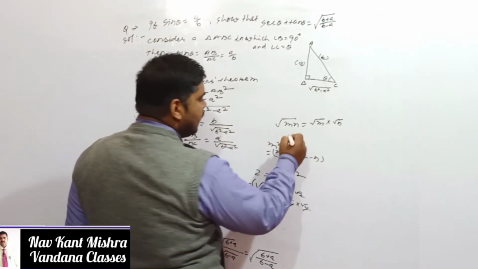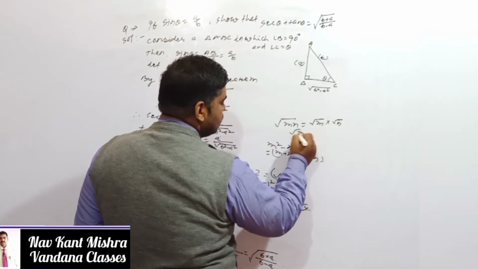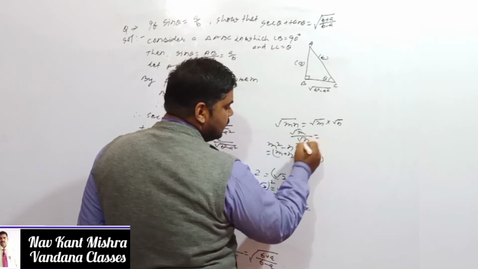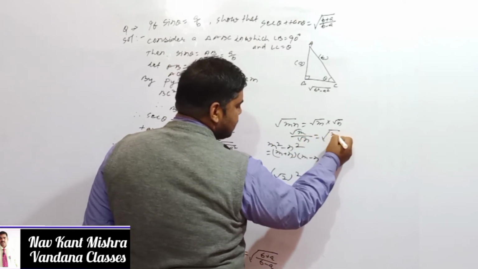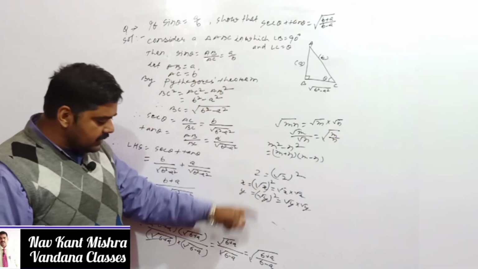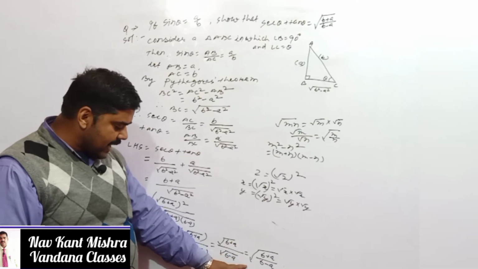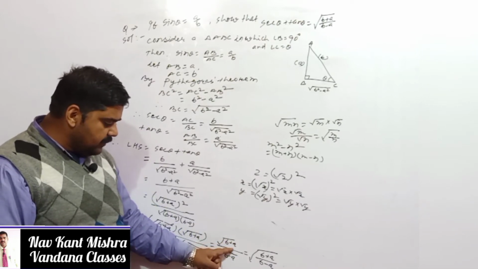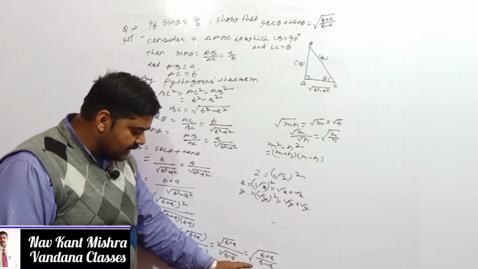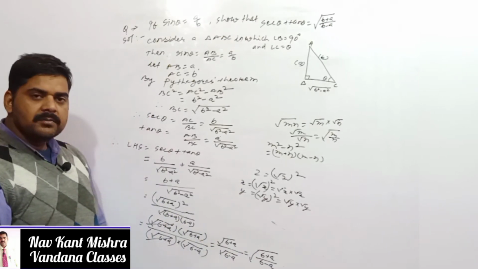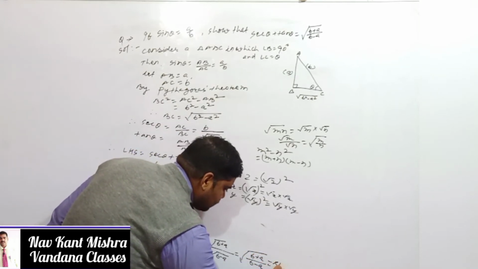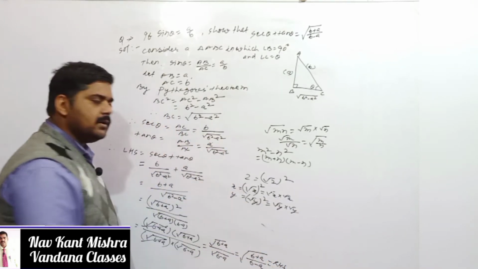Again you have to apply the properties. Square root under m upon square root under n can be written as square root under m upon n. By applying the same property, you can write square root under b plus a upon square root under b minus a as square root under (b plus a) upon (b minus a). That is the RHS part of this question.